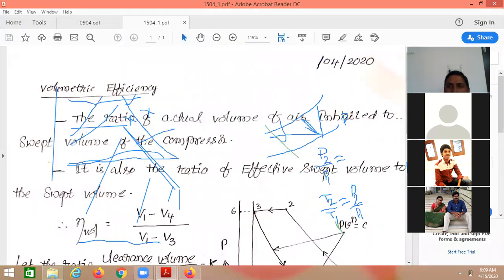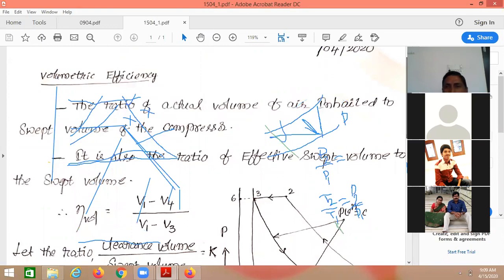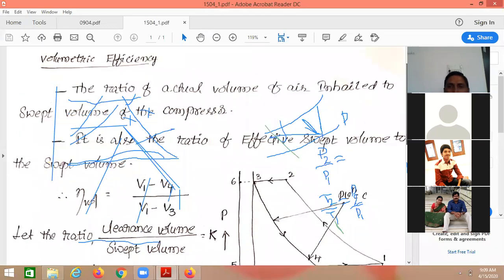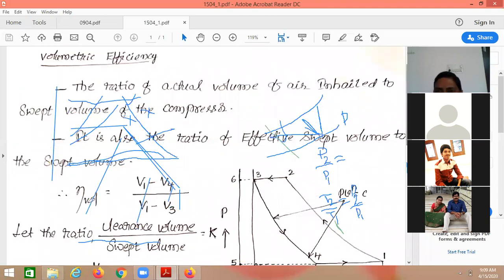Now, volumetric efficiency. When you consider other terminology, volumetric efficiency for the compressor is the ratio between the actual volume of air inhaled and the swept volume. What is that actual volume of air inhaled? We have just now seen that it is the volume corresponding to V1 minus V4 in the previous cycle. Even though the piston has moved by a volume equal to V1 minus V3, what is the actual volume of air inhaled or entered? V1 minus V4, in the same cycle.